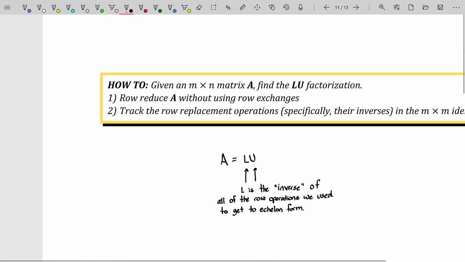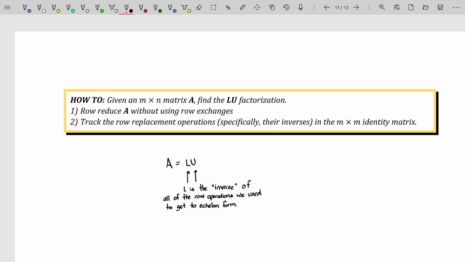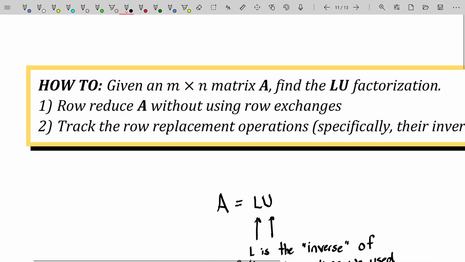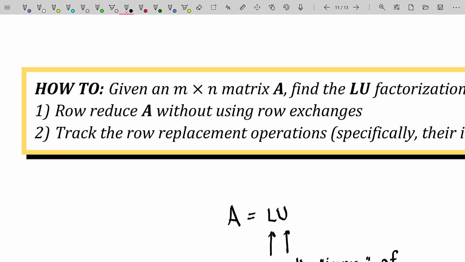But let's go ahead and look at this how-to. This how-to is very short, which means we still need to figure out how to do this. Somebody gives us an M by N matrix A. Find the LU factorization. How do you do it? Well, row reduce A without using row exchanges. Okay, I could totally do that. So we're going to just get it down to an echelon form.